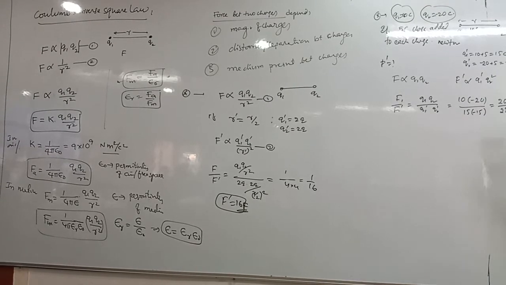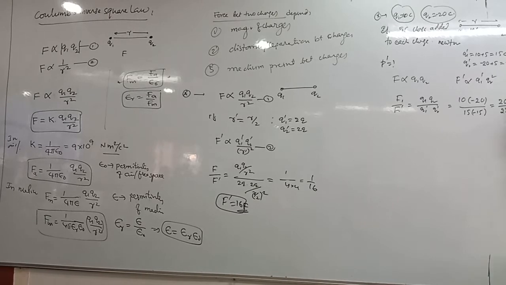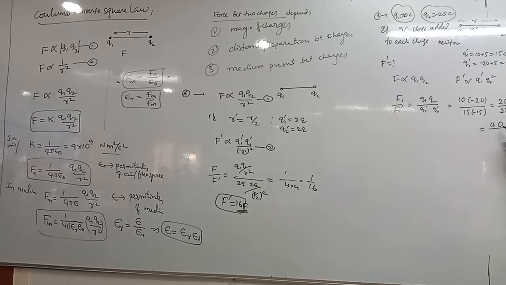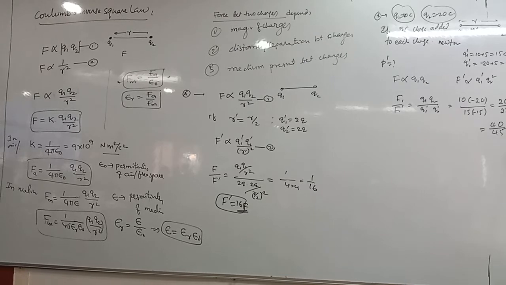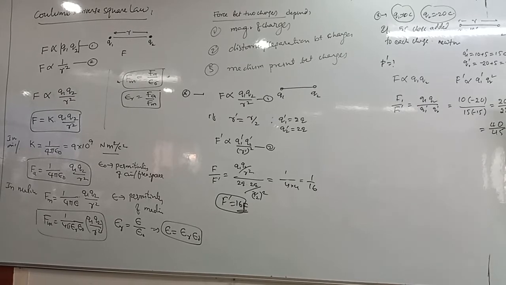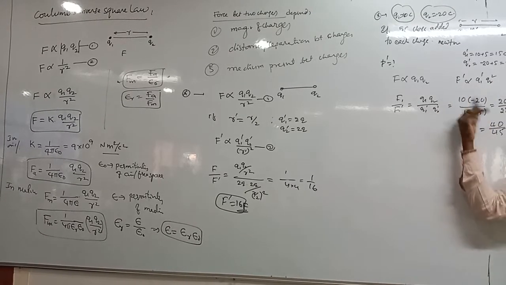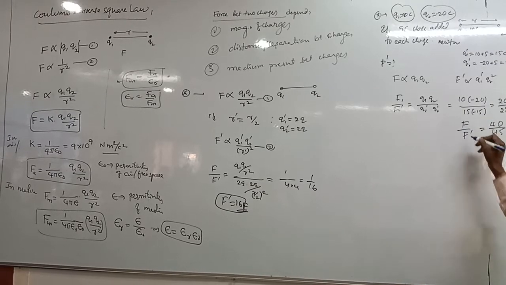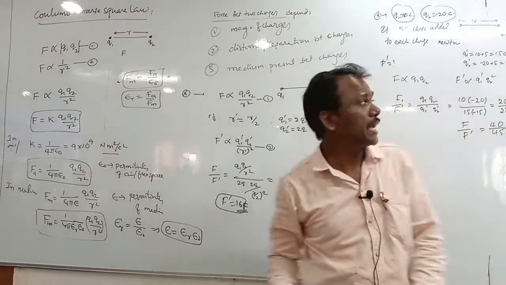So the ratio is 200 divided by 225, which simplifies to 8:9. The ratio between the forces before adding and after adding, F by F dash, is equal to 8 by 9.